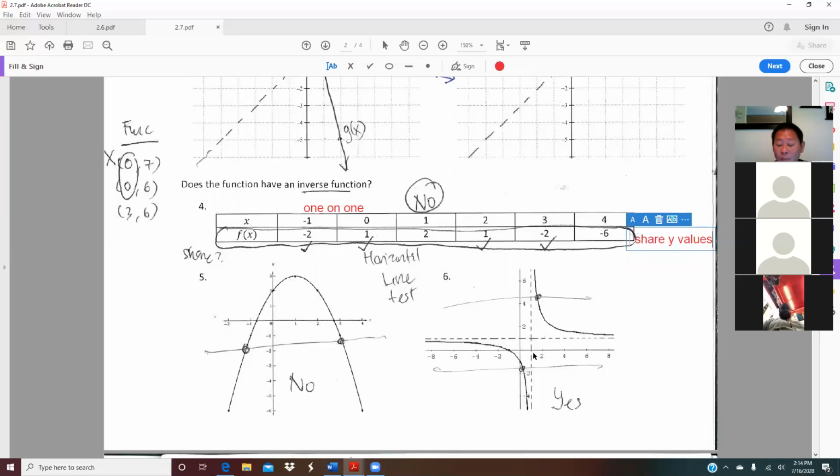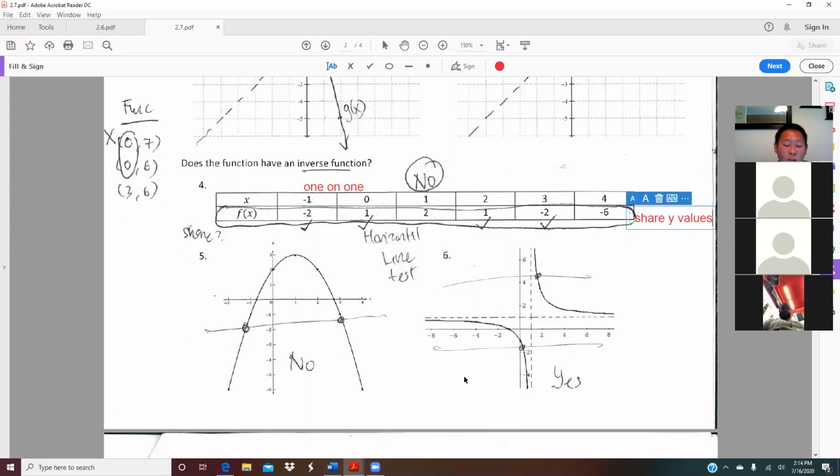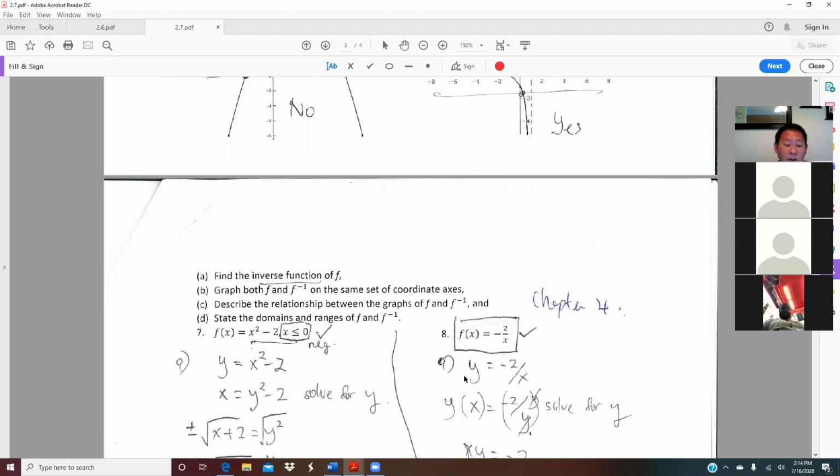Question 6 has an inverse function because it passes the horizontal line test. So if I give you a graph, you just draw a horizontal line to figure out if there is an inverse function.